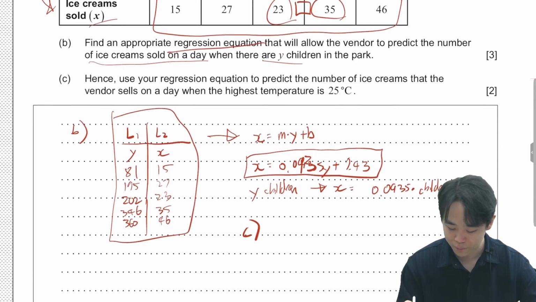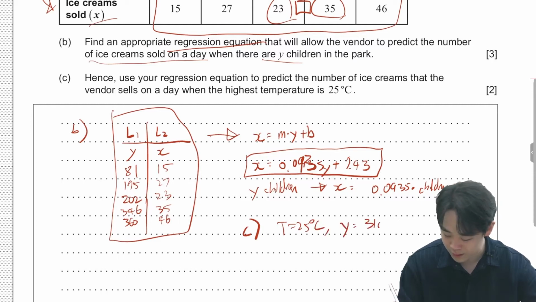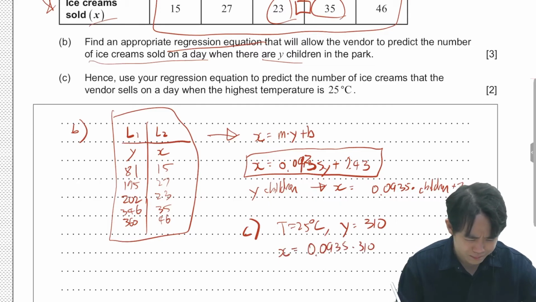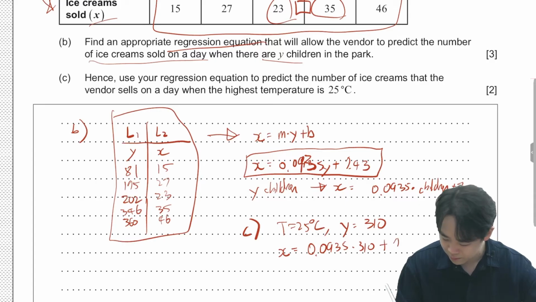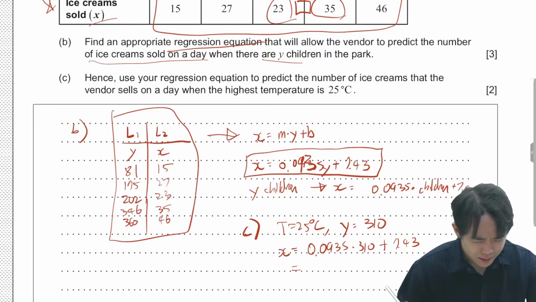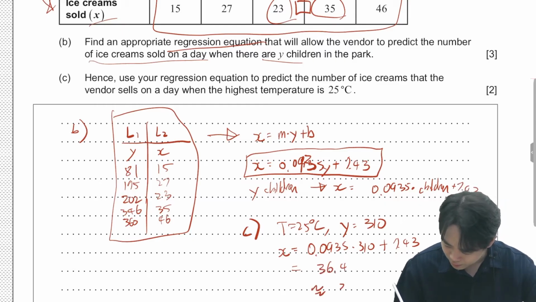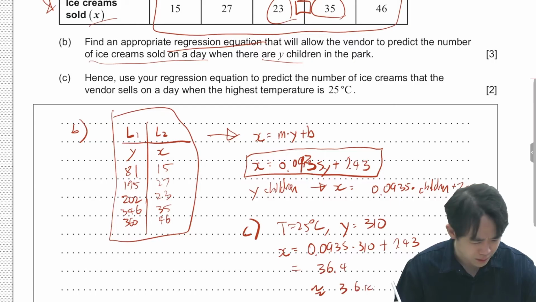So when T is 25 degrees Celsius, the number of children was 310. So x is going to be 0.0935 times 310 plus 7.43. If you use that equation, we're going to get somewhere around 36.4, or 36 ice creams sold.